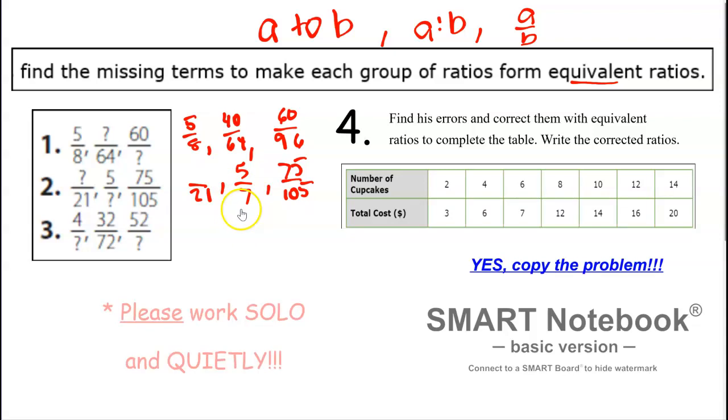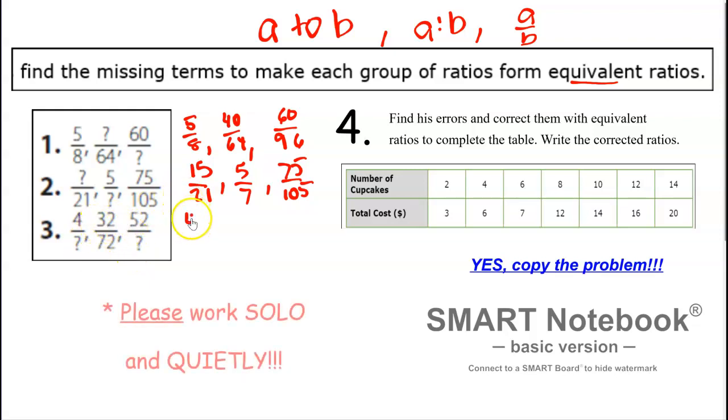Now check this out. I need to find this missing term. So 21, I'll look at it this way. 7 times something gives me 21, that's times 3. So 5 times 3 gives me 15. I think some of you get it, and some of you will need some more help, and that's what we'll do in class. Let's look at this last one here.